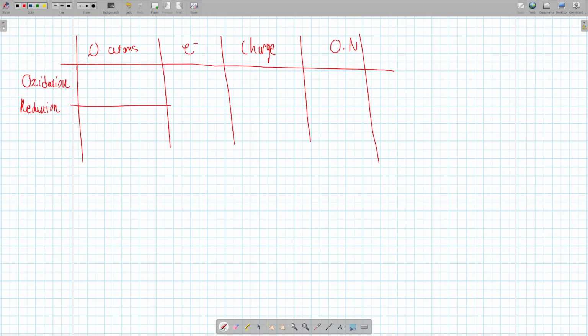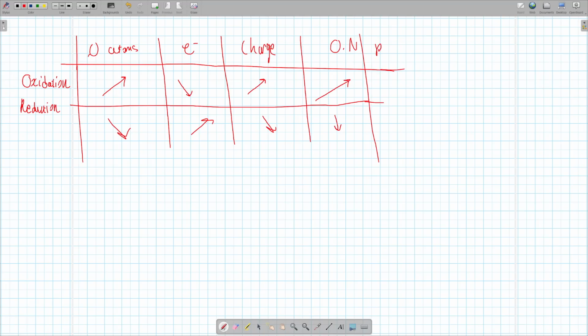In an oxidation reaction, obviously, if something's being oxidized, then the number of oxygen atoms will increase. If something's being oxidized, it loses electrons. If something's being oxidized, its charge will increase. If something's being oxidized, its oxidation number will increase. And reduction will be the opposite.